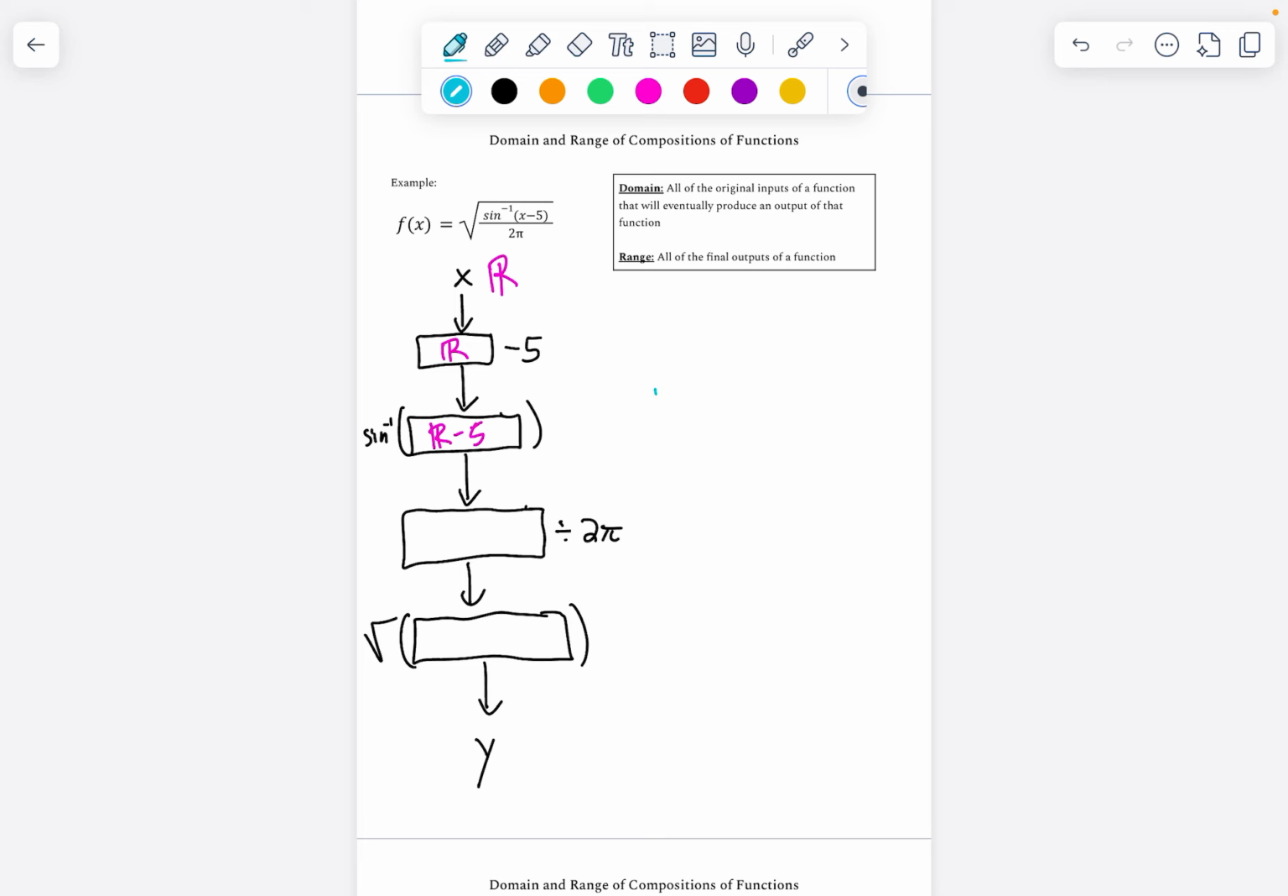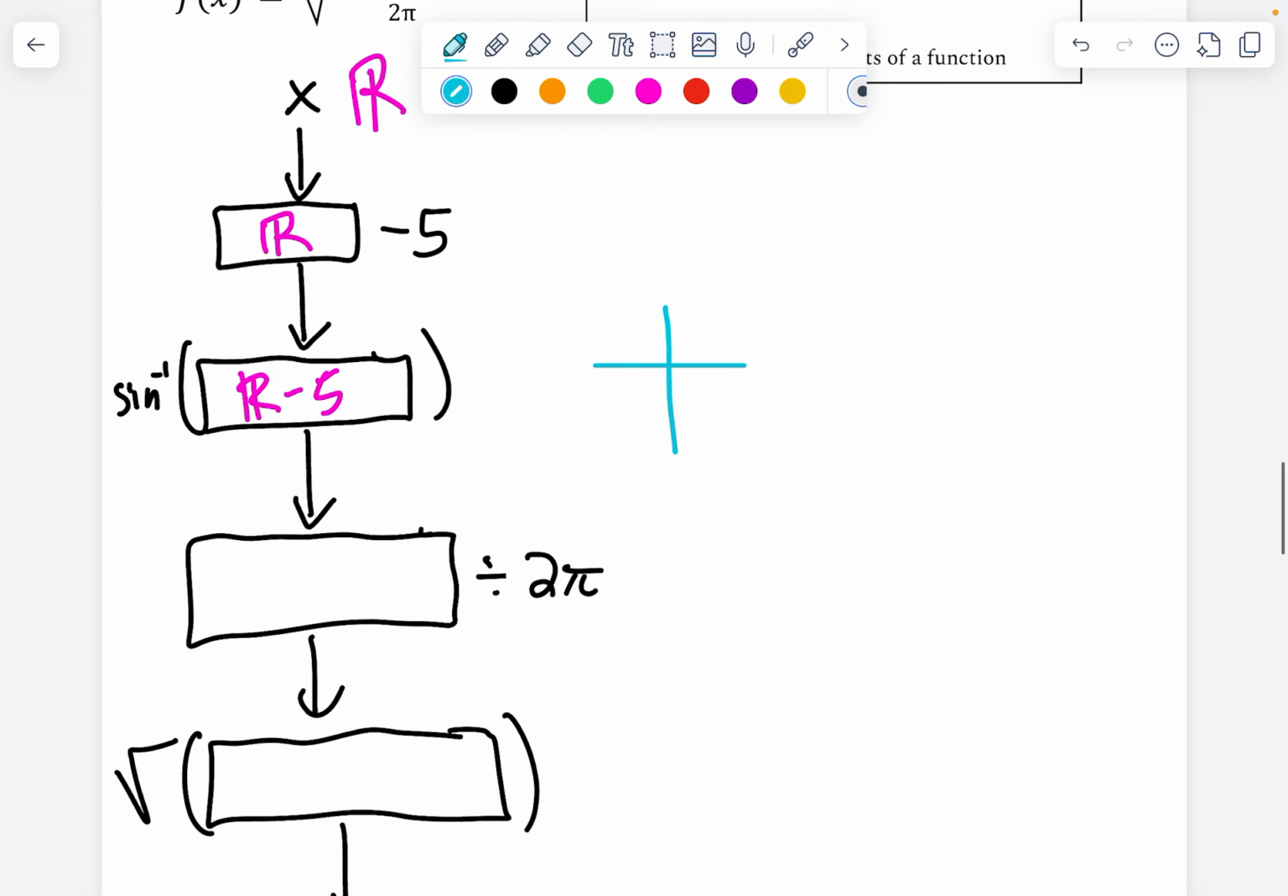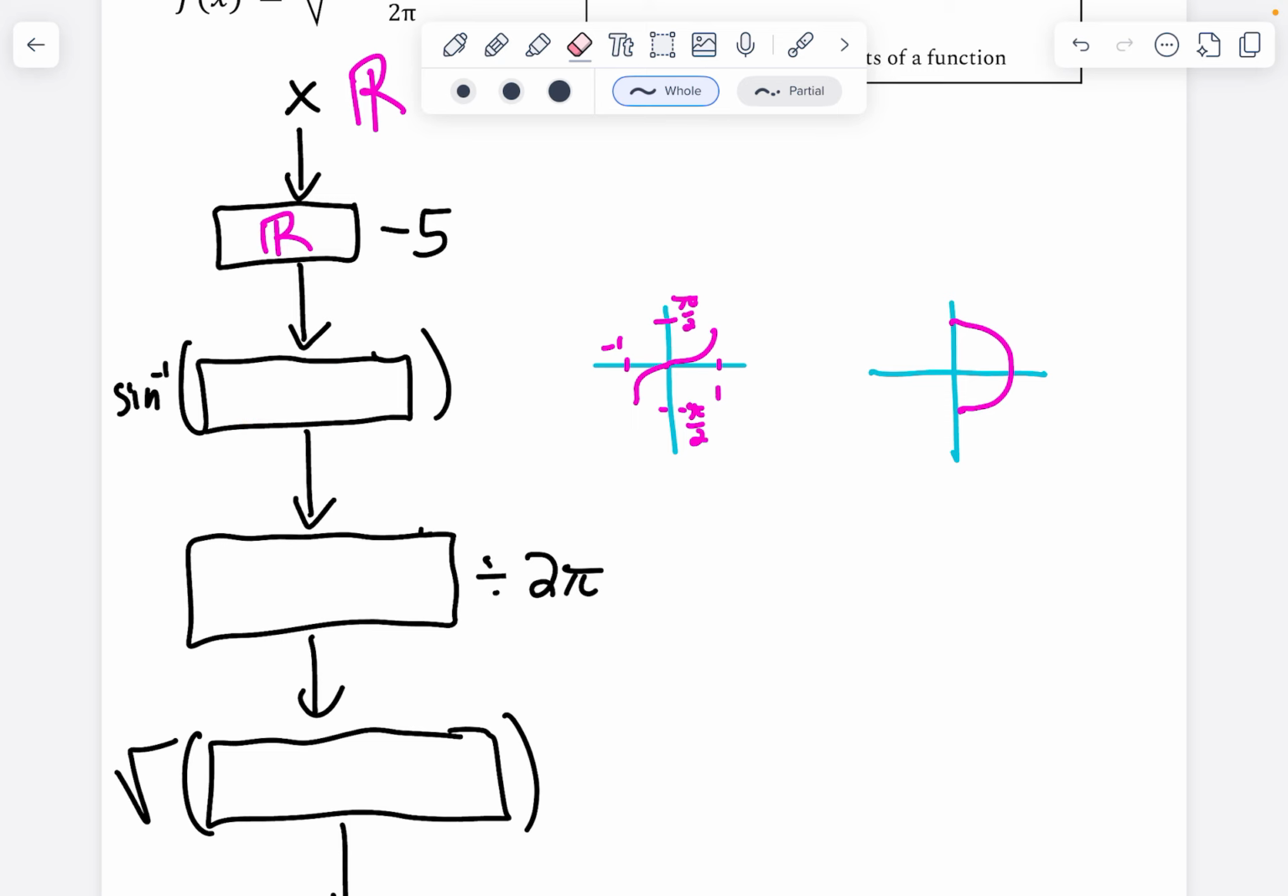Let's make a quick sketch of sine inverse to help us think about what's part of that and what's not part of that. Sine inverse looks a little something like this, with positive 1, negative 1, pi over 2, and negative pi over 2. You can also compare it to the unit circle, quadrants 1 and quadrants 4. And what we realize is that we can't actually accept all real numbers into sine inverse. We can only accept numbers from negative 1 to 1. So this has got to go. And so we only want negative 1 to 1.